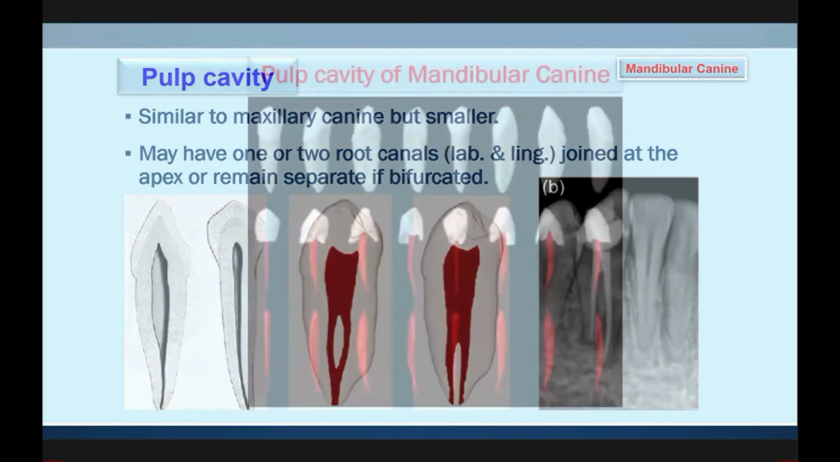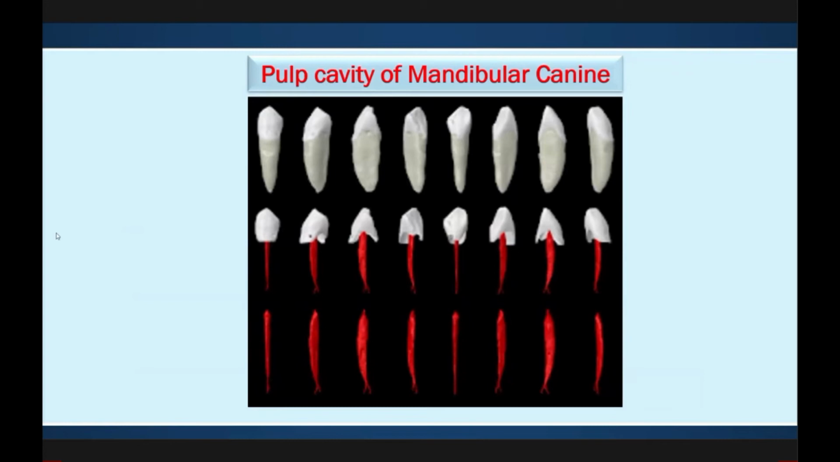Why is this happening? Because you see here, in most of the cases, this is single, here single, but at the apex two parts. Single, apex, two parts. This is basically the scenario. The other scenario is that it divides into two and remains as two.